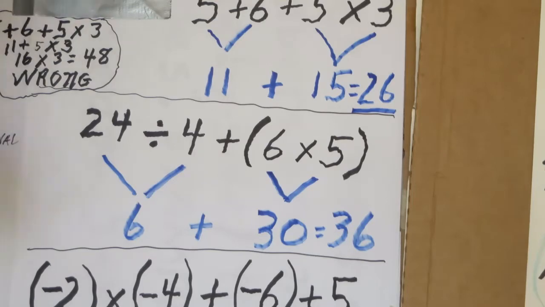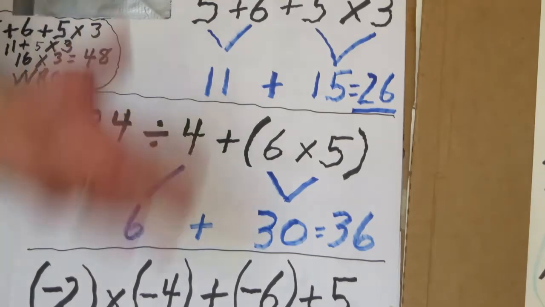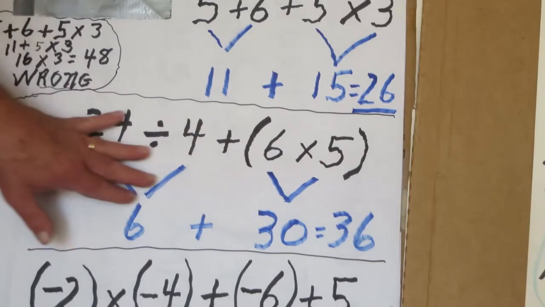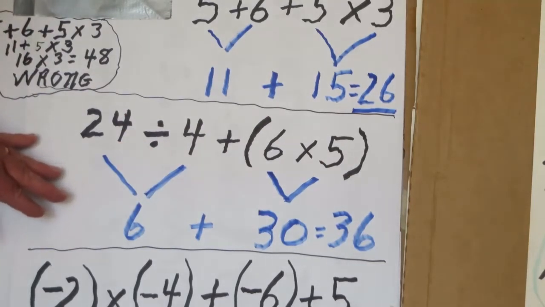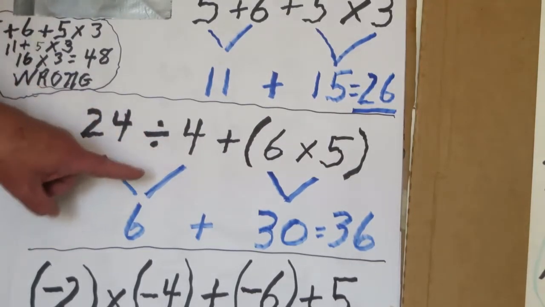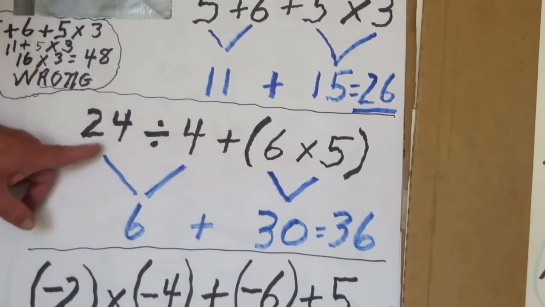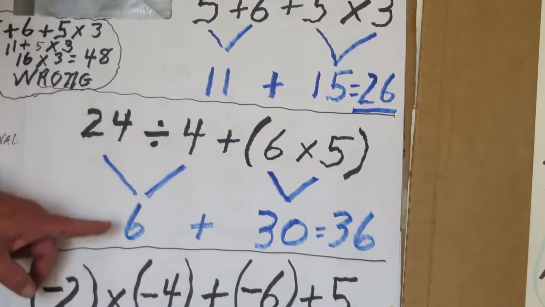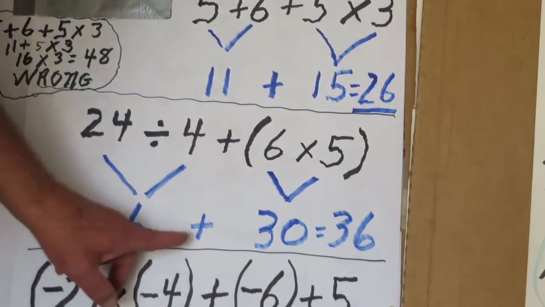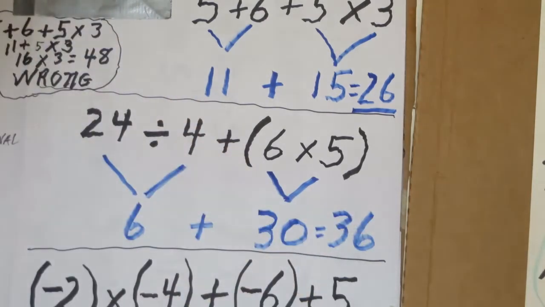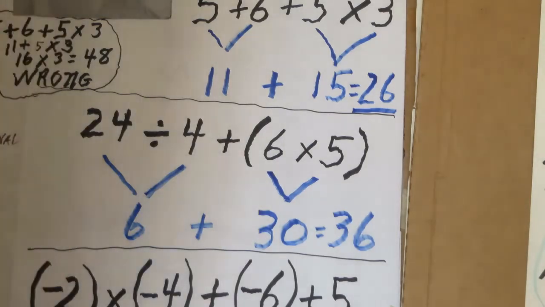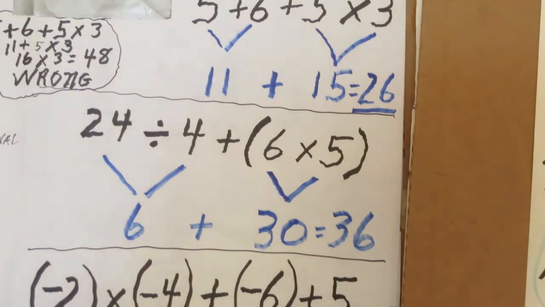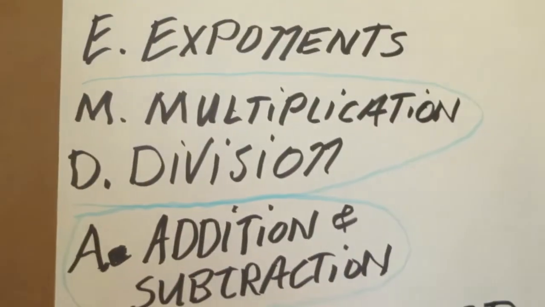And then the next thing would be to do exponents, but there are no exponents in this problem. So the next thing we do, we've done multiplication, then we can do division. 24 divided by 4 is 6, and we get 6 plus 30 is 36. So I want you to understand there's what's called an order of operation, and I'll now show you the official order of operation poster.